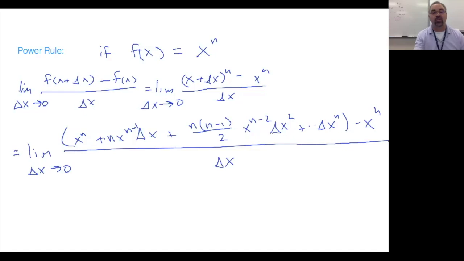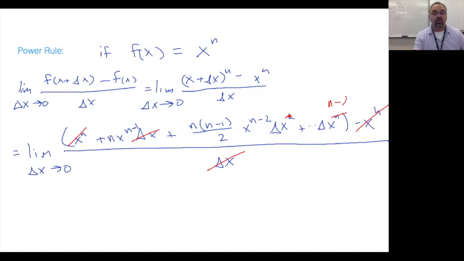And what do you notice happens? Well, you probably see that there's an x to the n here and an x to the n that's negative here. So they cancel each other out. And now every single term in this numerator that's left has at least one delta x in it, right? I mean, I said it goes delta x to the first, delta x squared, delta x cubed, delta x to the fourth, all the way up to delta x to the n. So this delta x is going to cancel one of these all the way down, including this guy right here.